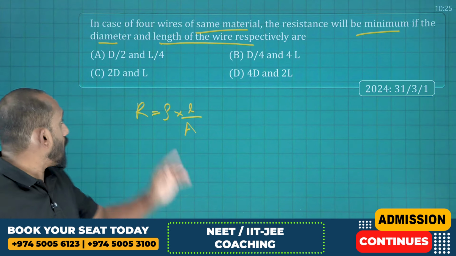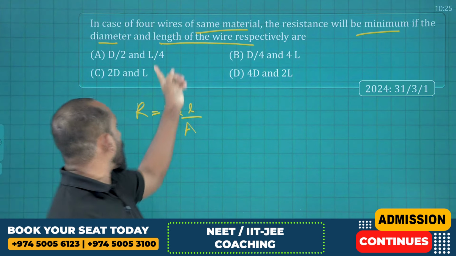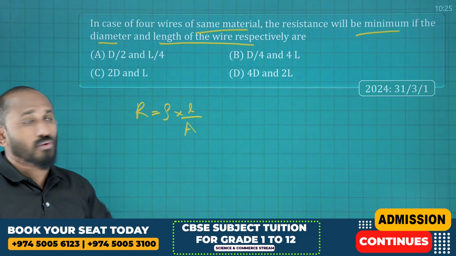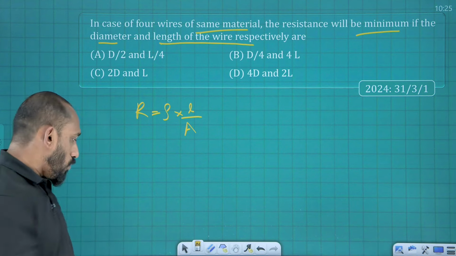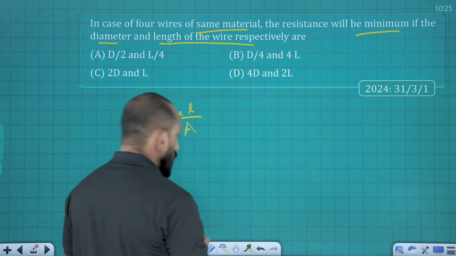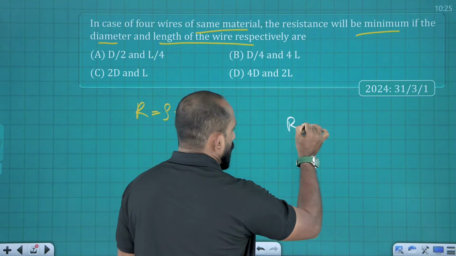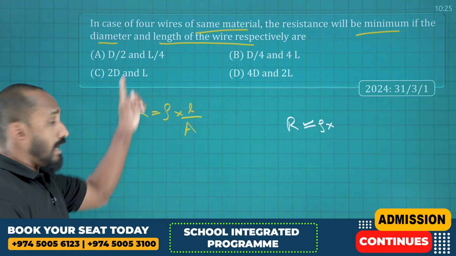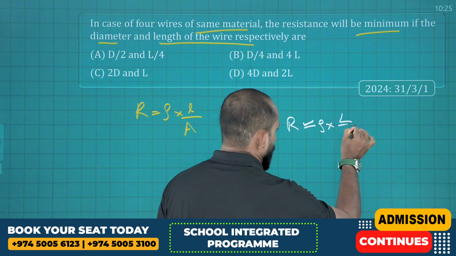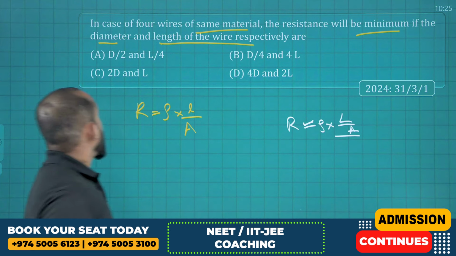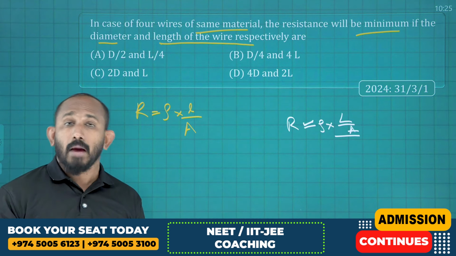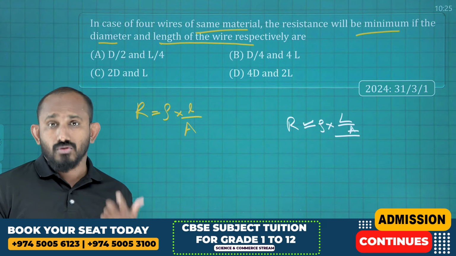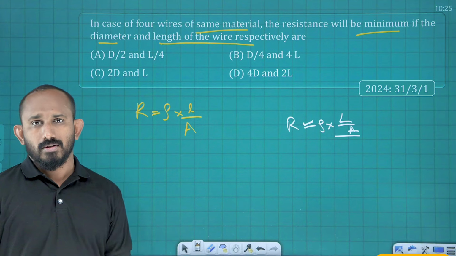So all 4 options are there. If length is the same, you check. No, all of them have different lengths. Then check the diameters: D by 2, D by 4, 2D, 4D. So let's calculate one by one. R is proportional to rho into L by A. First case, you check L by 4 divided by the area of cross section, where D by 2 is the diameter. To find the area we have pi r square, so we can write it in terms of pi d square.